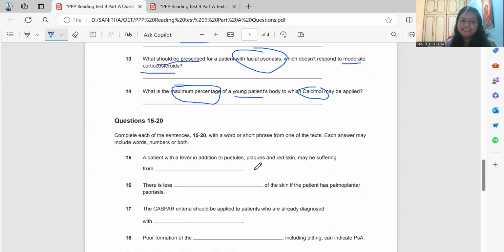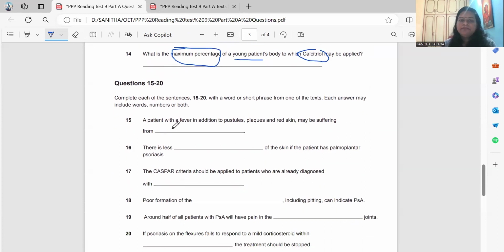Next, we are going to approach the fill in the blanks questions. A patient with a fever in addition to pustules, plaques and red skin may be suffering from what condition? So in addition to fever, what are the conditions? Pustules, plaques and red skin. Definitely this answer is in the first section. That's A.